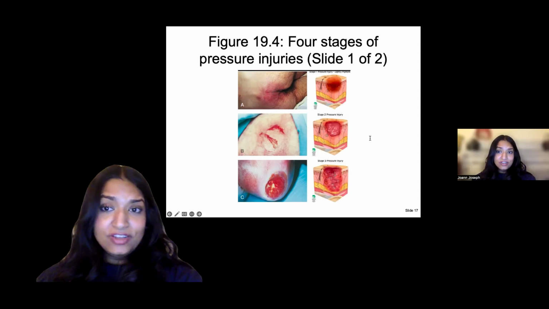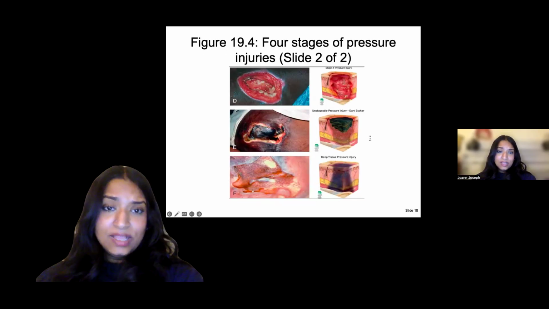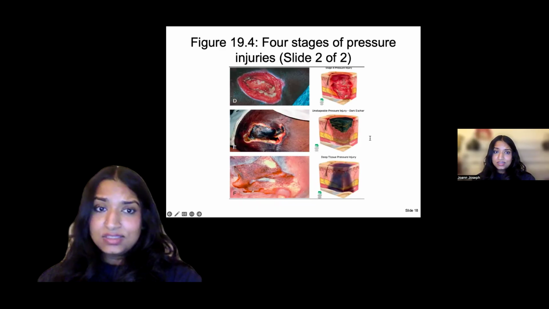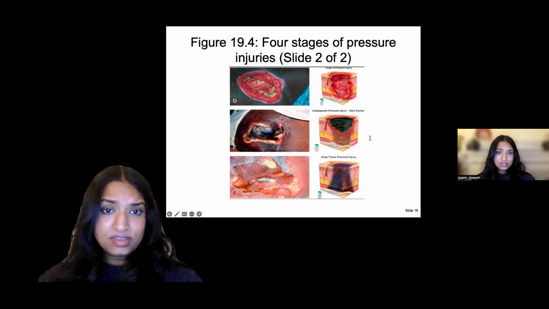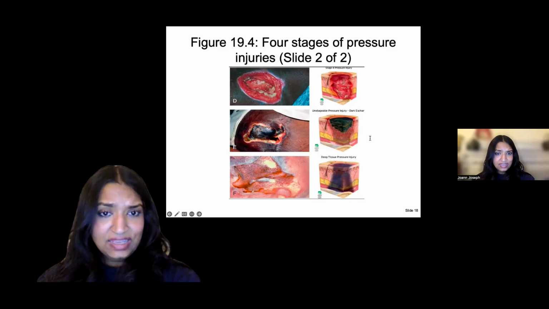It's a crater in your body. So we're gonna go on to the next slide. It also looks really bad. So brace yourself. This is stage 4 here. This happens. You will see this. You will have to tend to this. You'll probably see this a lot. This is stage 4. And then you have an unstageable pressure injury, which is picture E.